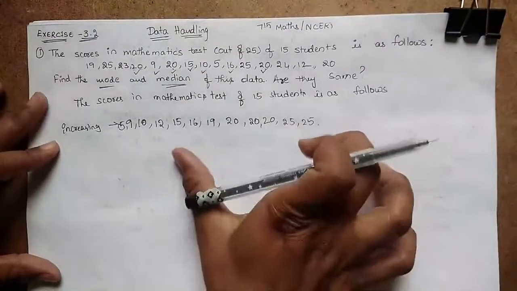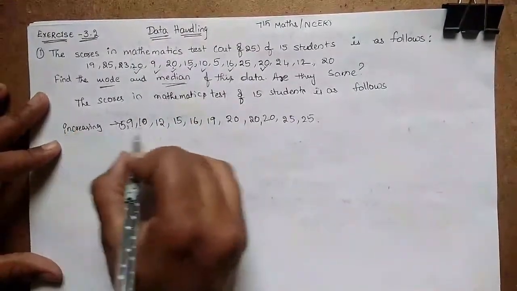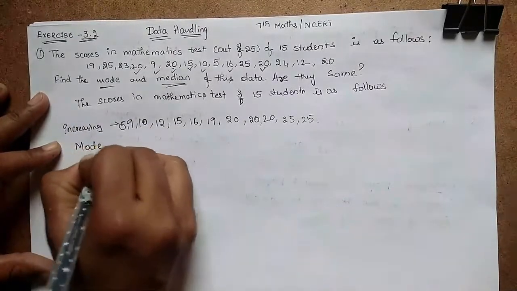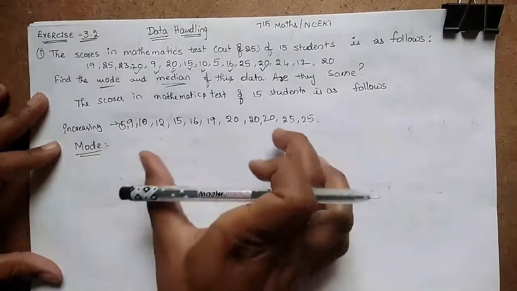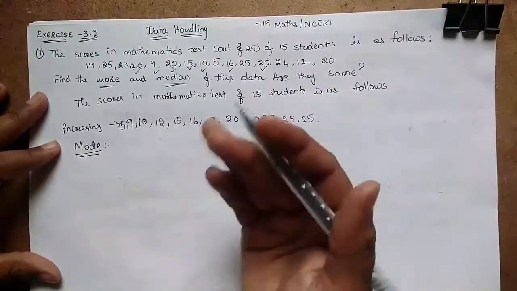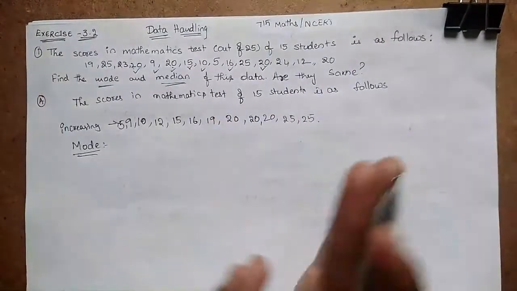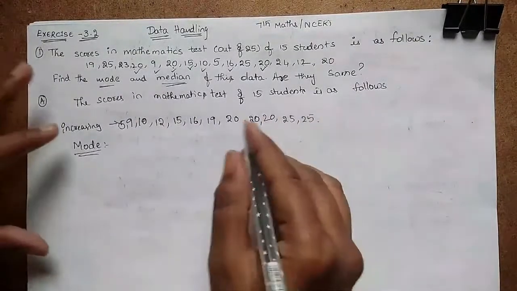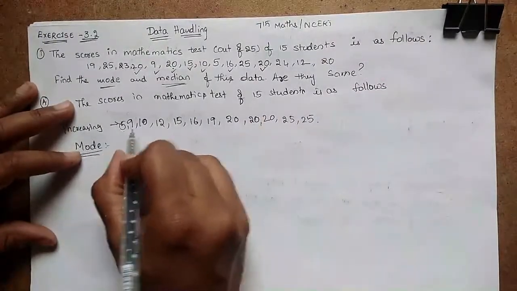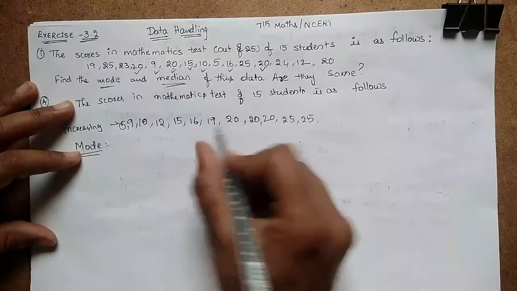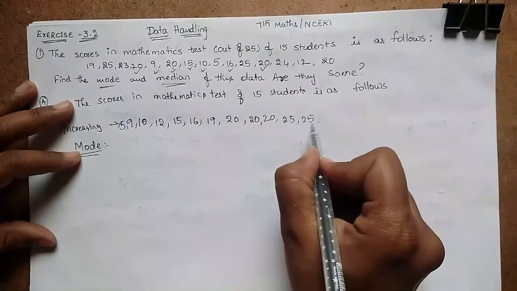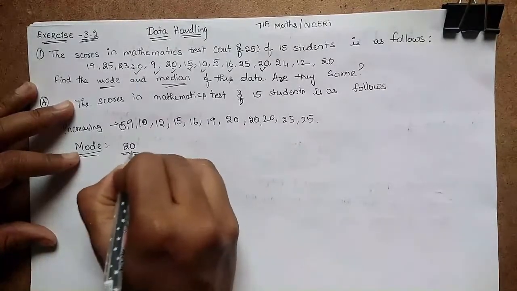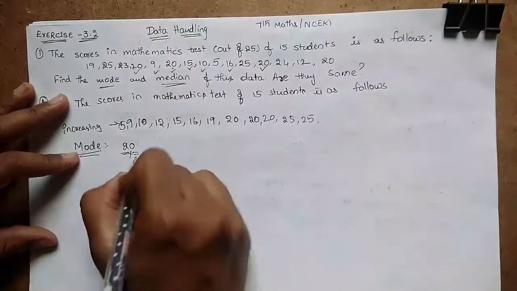I am using this process from the question here. Next, moving into the mode. Mode is nothing but how many numbers are repeated or occur at a time. So here, see, 5 occurs one time, 9, 10, 12, 15, 16, 19, 20 occurs 3 times and 25 occurs 2 times. So the mode is 20 because it is repeated 3 times. So the mode was 20.